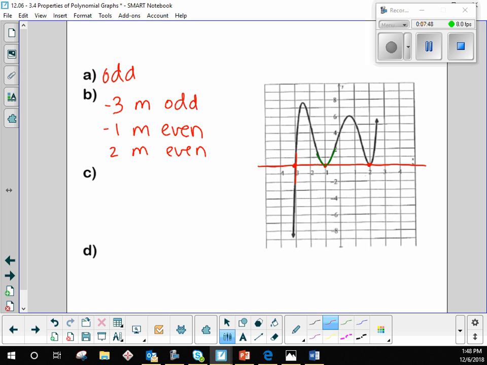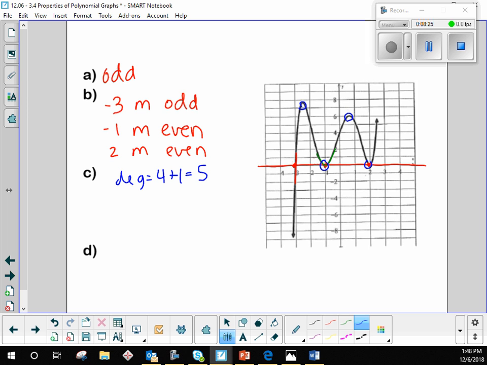What else is B asking us? C, state the minimum possible degree and write it in factored form. There is more than one way to figure out the degree. One thing that we learned yesterday was count the turning points and then add 1. So if we were to find the turning points here, here's a turning point, here, here, and here. That's 4, and so the minimum degree is going to be 5. So 4 plus 1 is 5. So that's one way of figuring that out.